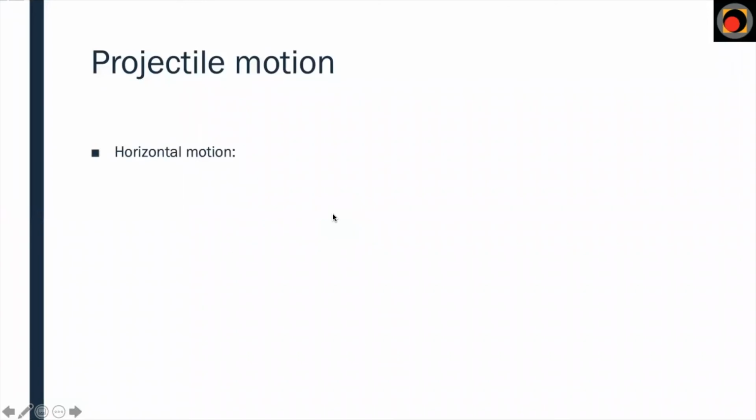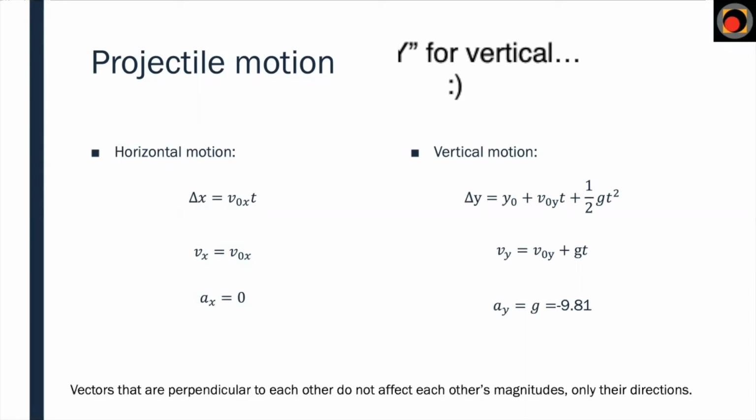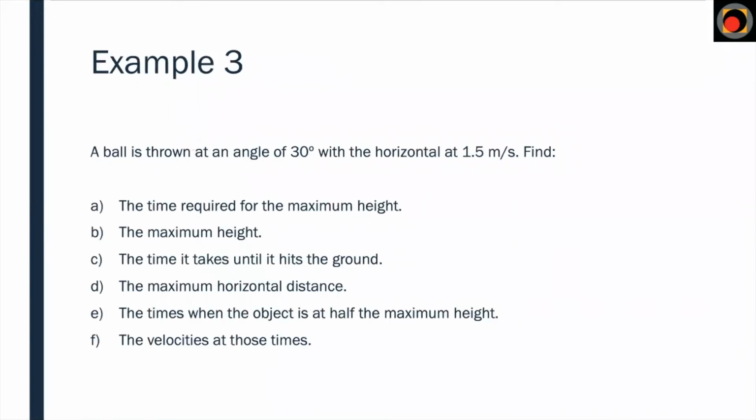So in projectile motion, we have both things together. Horizontal, which will have some special equations, and vertical. These are simply the big four, just rearranged in a way that is a little more clear. X for horizontal stuff, Y for vertical stuff. And remember that the X and the Y axes are perpendicular to each other, so one won't affect the other's magnitudes. It only affects its directions. So let's do an example.